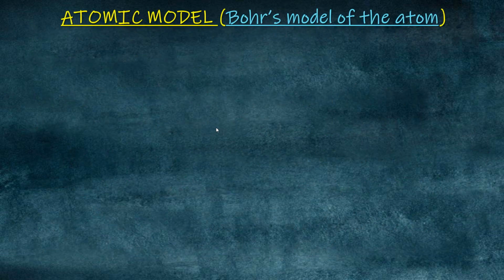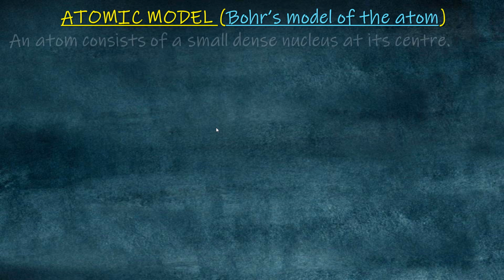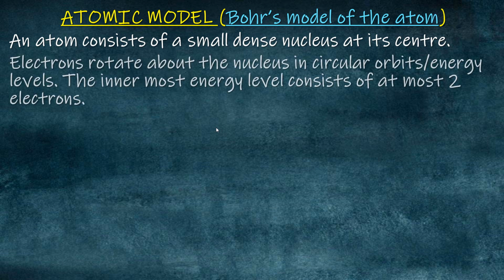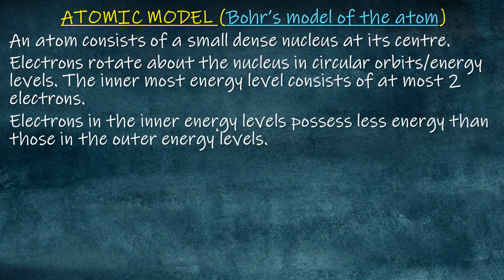So let's look at the atomic model, and this is Bohr's model of the atom. An atom consists of a small dense nucleus at its center. The electrons rotate about the nucleus in circular orbits, and the orbits are also called energy levels, or sometimes shells. The innermost energy level consists of at most 2 electrons, so it cannot exceed 2 electrons.